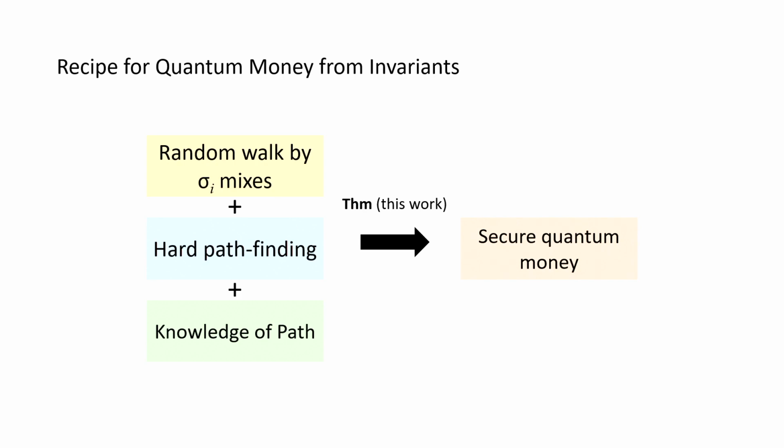And so the main theorem of the paper is a recipe for proving that walkable invariance structure gives rise to secure quantum money. And for that, we need three ingredients. The first is a statistical property that a random walk defined by these permutations mixes. And then we also need two computational assumptions, which we will mention in the next two slides: the hardness of pathfinding and knowledge of path assumption. If the invariant satisfies all three assumptions, then this leads to secure quantum money.